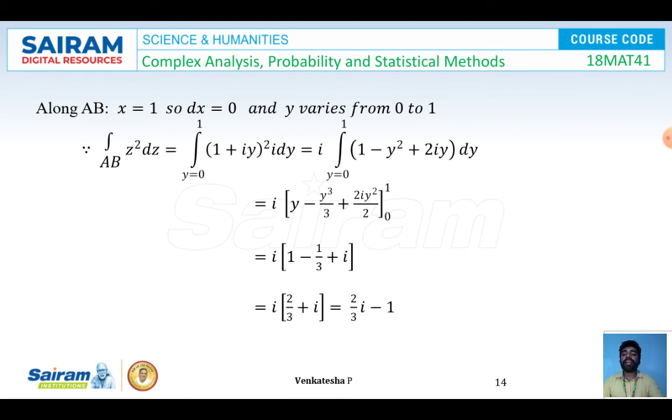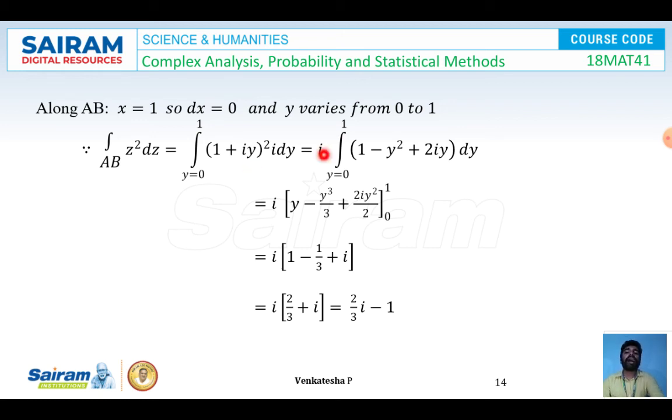Similarly, in the region AB, we have the common point x is equal to 1. It implies dx is equal to 0. Since dx is 0, we have to find only the y limit. So here y varies from 0 to 1. So in the equation, if I replace x is equal to 1 and dx 0, I got the equation like this. The integral over the region AB, z square dz will be equal to the integral y from 0 to 1, (1 plus iy) whole square into i dy.